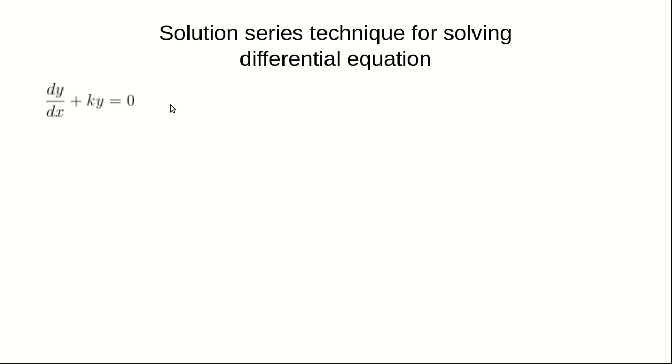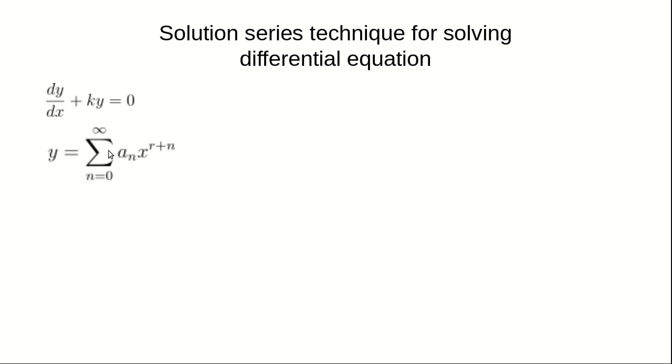Now to solve this problem, we assume the solution y has the form y equals the summation of a_n x raised to r plus n, where r is a constant and n runs from 0 to infinity. So the idea is to look for the constants a0, a1, a2, and also r. Once we find those constants a0 to infinity, and then r, we substitute them back into this equation, and that's all.